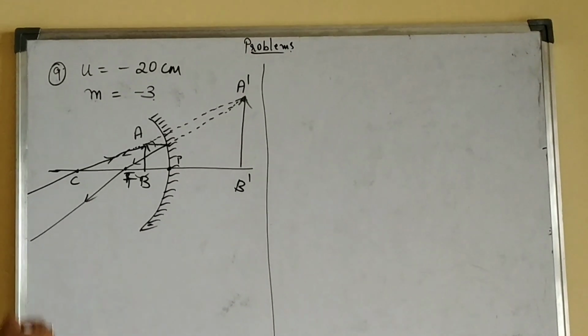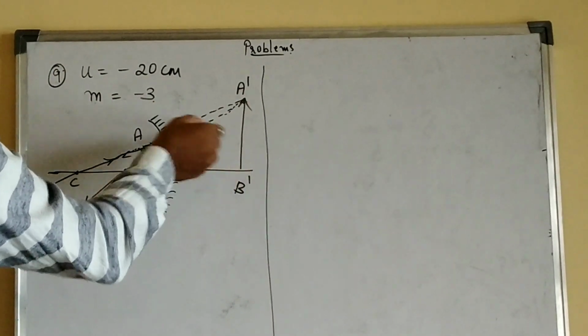Magnification is equal to h2 by h1. So, the size of the image is thrice the size of the object.